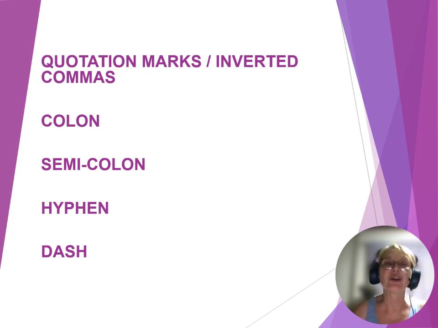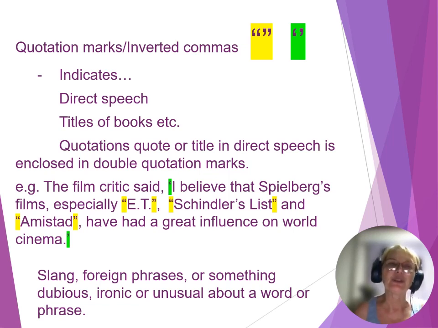We are going to look at the following points: the quotation marks or inverted commas, colon, semicolon, the hyphen, and then the dash. Now, when we look at quotation marks or inverted commas, whichever one you want to call it, you will notice that the highlighted yellow quotation marks are double quotation marks. And you will see that in green highlighter, it's single quotation marks. But have a look at how they're formed so that you can see that's how they actually should look.